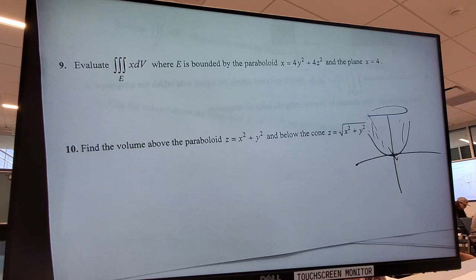Where does this stop? Where does this one go to? Where the two shapes meet. How do you do that algebraically? Set them equal to each other. See how far you get. Set each z equal to each other. That will tell you what z will be the top limit on the z integral. Yes? Does that make sense?